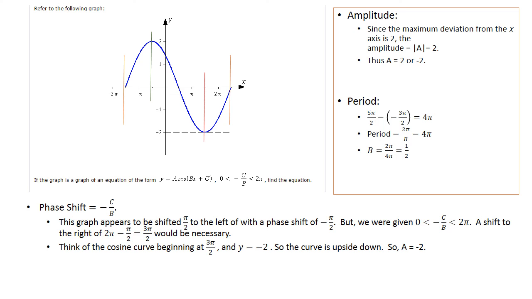We still need c. All right, so negative c over b is the phase shift that we found, 3 pi over 2. Solving that for c, c is negative 3 pi over 4. So our equation is y equals a, negative 2, cosine, b, 1/2, x, minus c, 3 pi over 4.